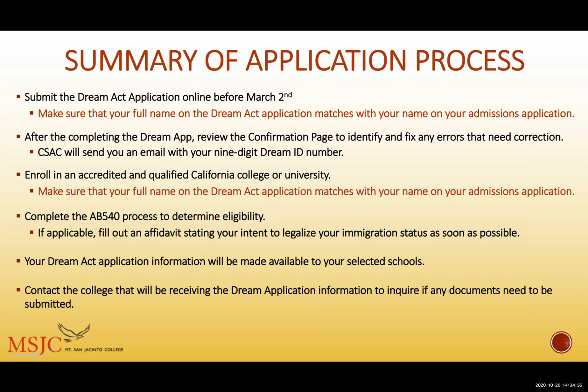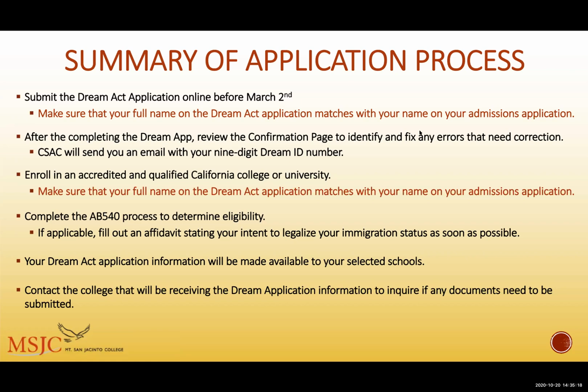A summary of the application process. First, you submit your Dream Act application online before March 2nd. And one of the things that you do want to make sure of is that when you apply for your Dream Act, your name must match what is on your admissions application for the school that you're planning to attend. So if you're using two last names, then you want both to reflect the same information. The information needs to match in order for us to make sure that that is the correct application for the correct student. Okay, so you want to make sure you are aware of that.